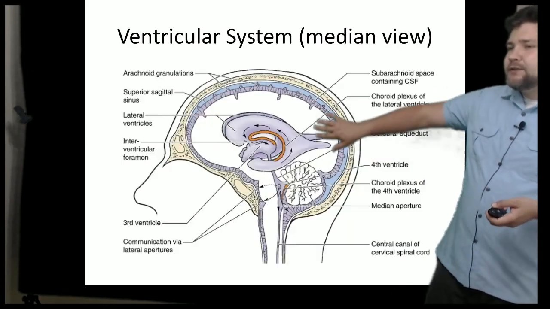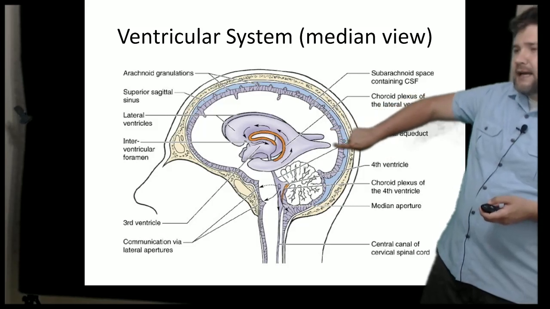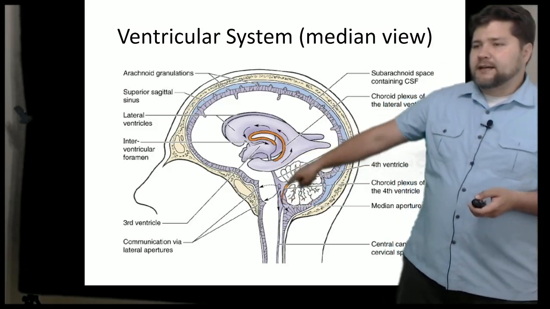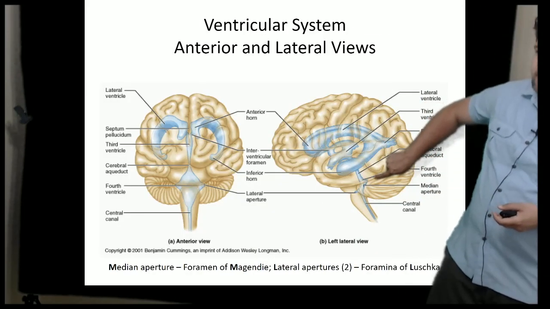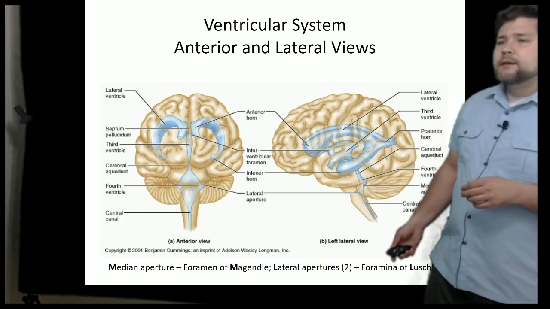You can see those here. The median aperture is coming right on the posterior aspect, where our laterals go anterior. You can see them a little better here, actually. So there's our median, and our two laterals. We're basically going to be becoming more ventral.